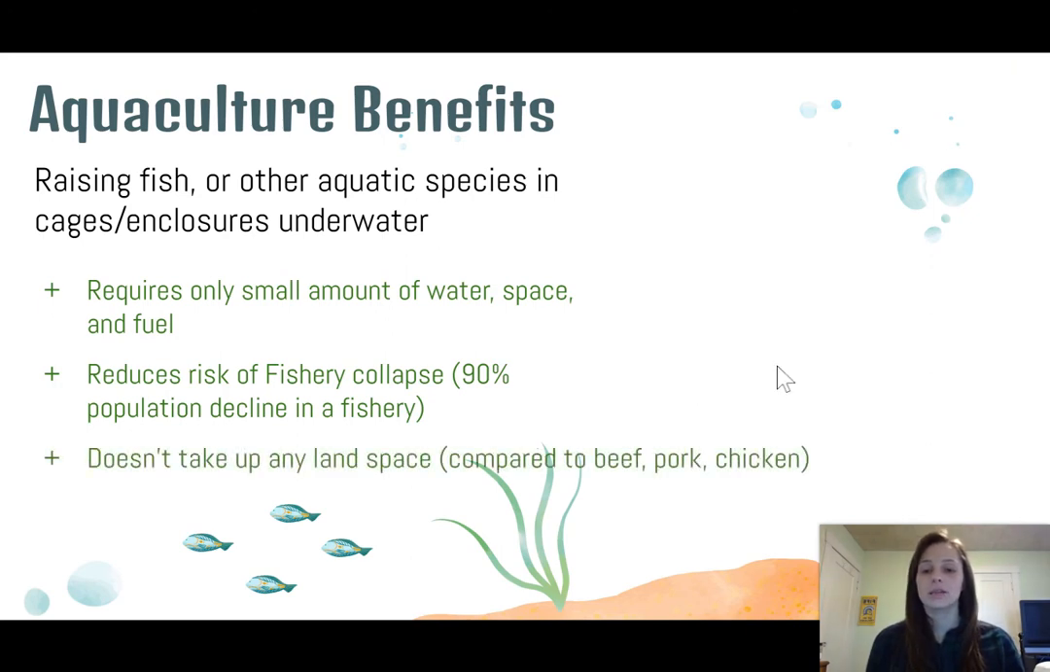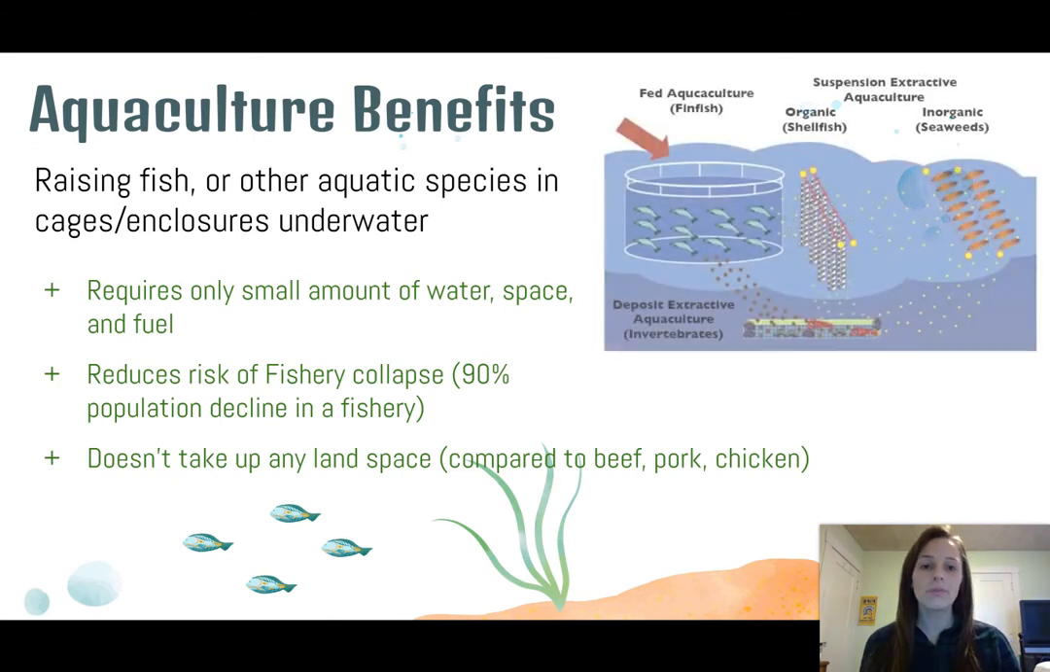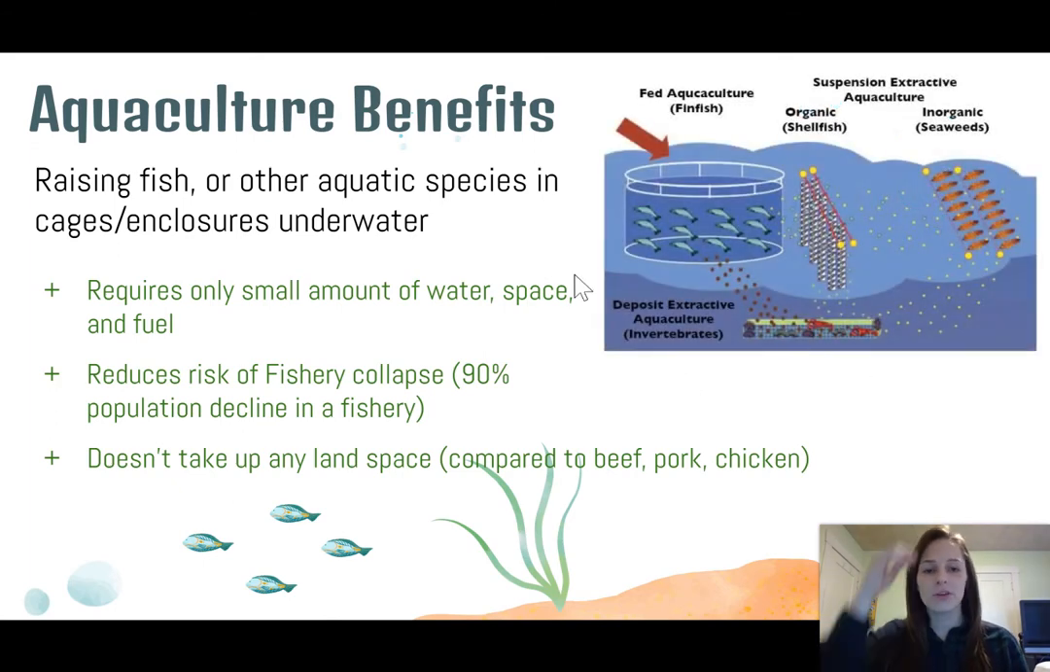And I guess this is similar to the first one, in that in addition to only having a small amount of water and space, it's not going to be taking up any land space compared to beef, pork, chicken. So you think of that space being where people can live, or can be agriculture for other types of foods. So we are preserving that land so that it's not just tons of area for cows to roam for us to eat.